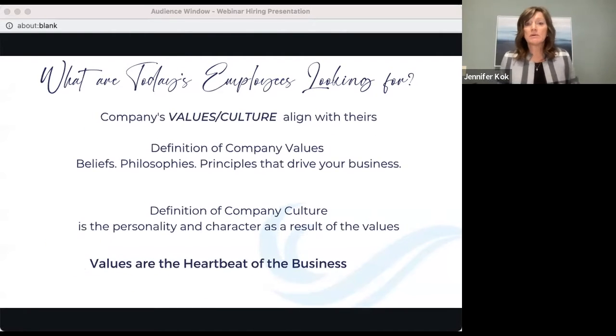Okay, so let's talk about what today's employees are looking for. Obviously, we do not have time to go into all of these, so I wanted to start with the big one, which is culture and values. Companies' values and culture align with theirs.